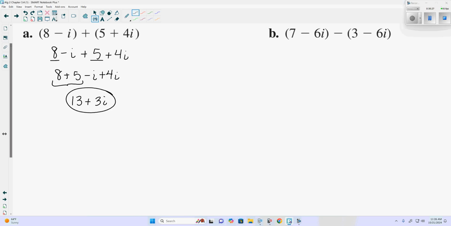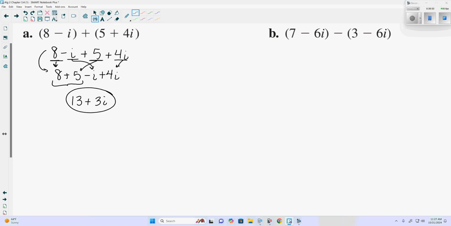Now, I think there's a question for how we went from here to here. Conley, I think you asked how we went from this here. I'm just rearranging, because 8 and 5 are like terms and they're both positive. So I just moved them so they're next to each other, our negative i and 4i. I switched it around so we have our like terms next to each other and then we can combine.